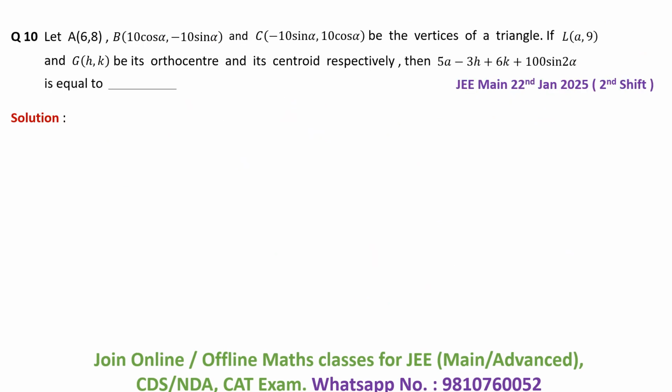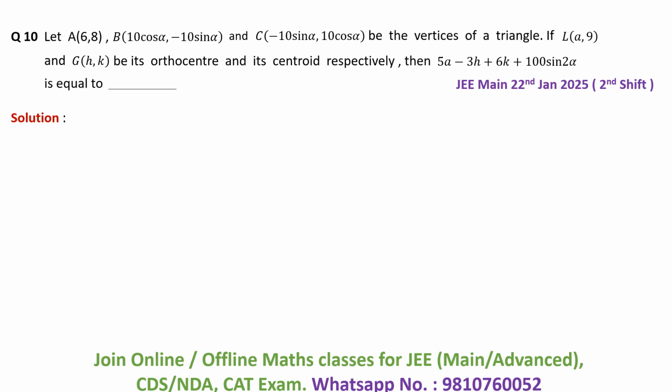Now students, this is really a tricky problem and based on one very important property of triangle. It says let A(6, 8), B(10 cos alpha, minus 10 sin alpha) and C(minus 10 sin alpha, 10 cos alpha) be the vertices of a triangle. If L(a, 9) and G(h, k) be its orthocenter and its centroid respectively, then 5a minus 3h plus 6k plus 100 sin 2 alpha is equal to. That means we have to find the value of this particular expression.